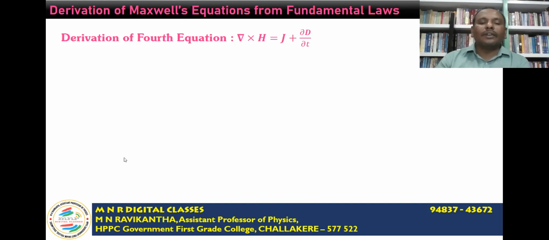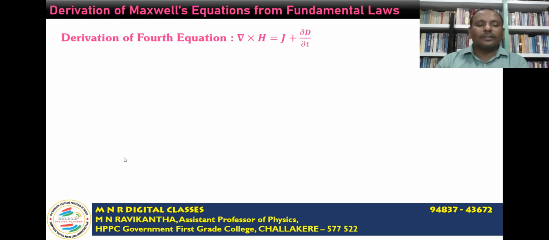This equation has two parts. The first part is due to Ampere and it holds good for steady currents, and the second term is due to Maxwell's modification and it arises due to time varying fields. Now let us understand how to arrive at this equation.